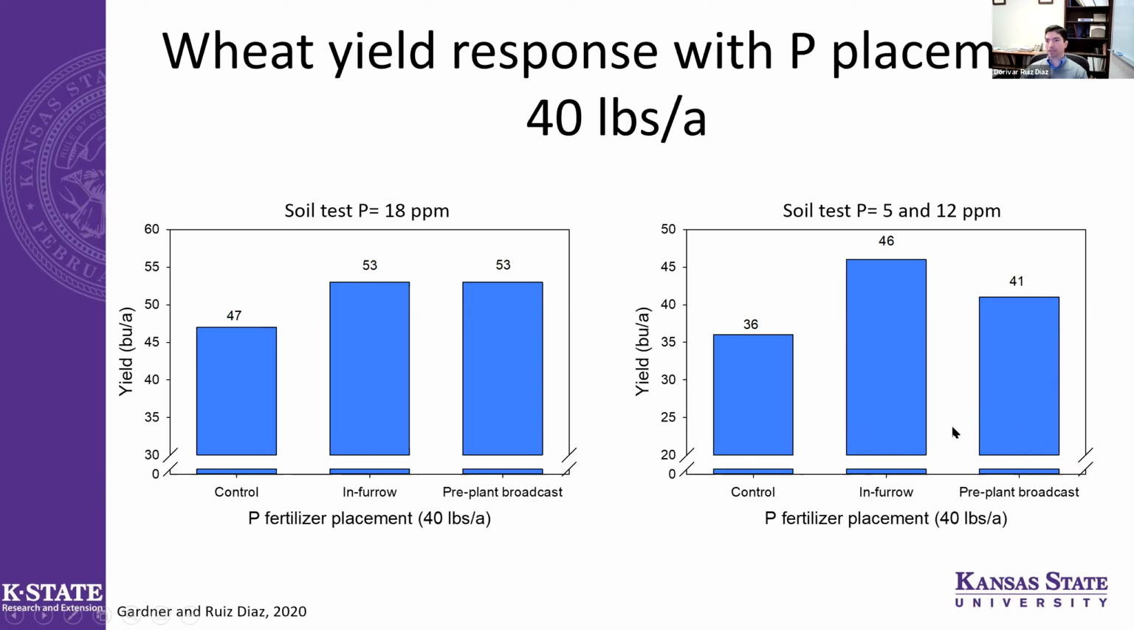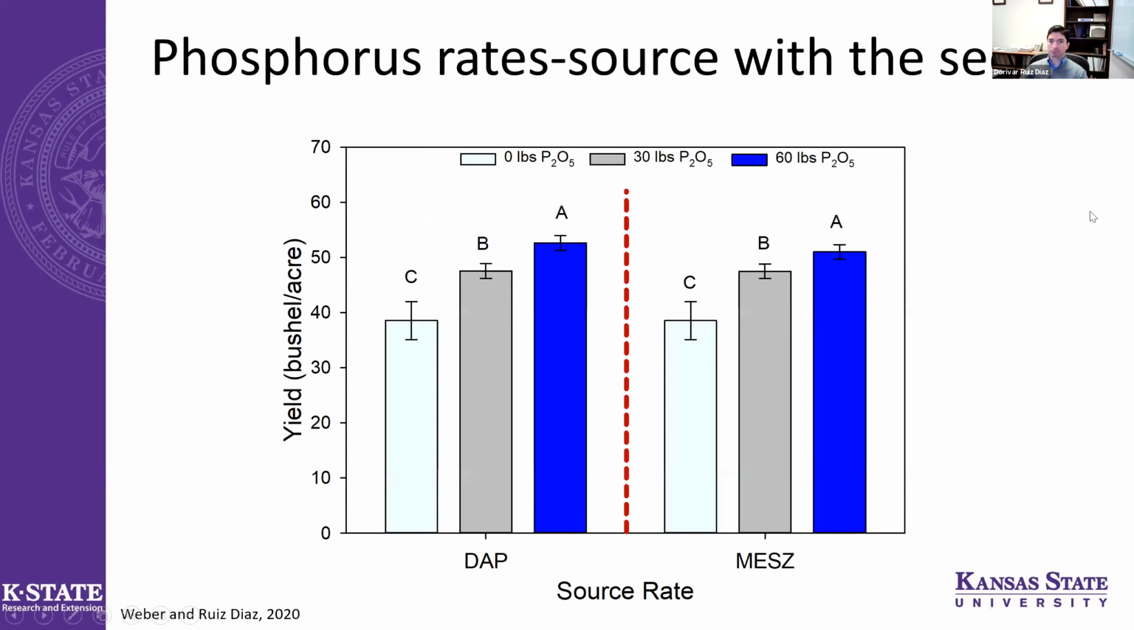Obviously, if we're putting on the higher rate, you basically overcome the placement effect in this case. So think about those characteristics and your specific situation. Definitely soil test P level is going to be one of those key factors here.